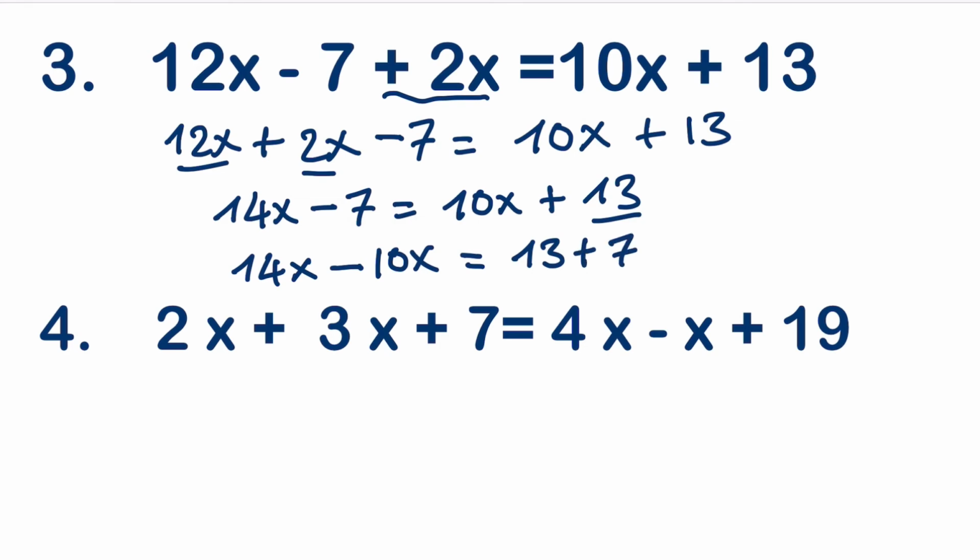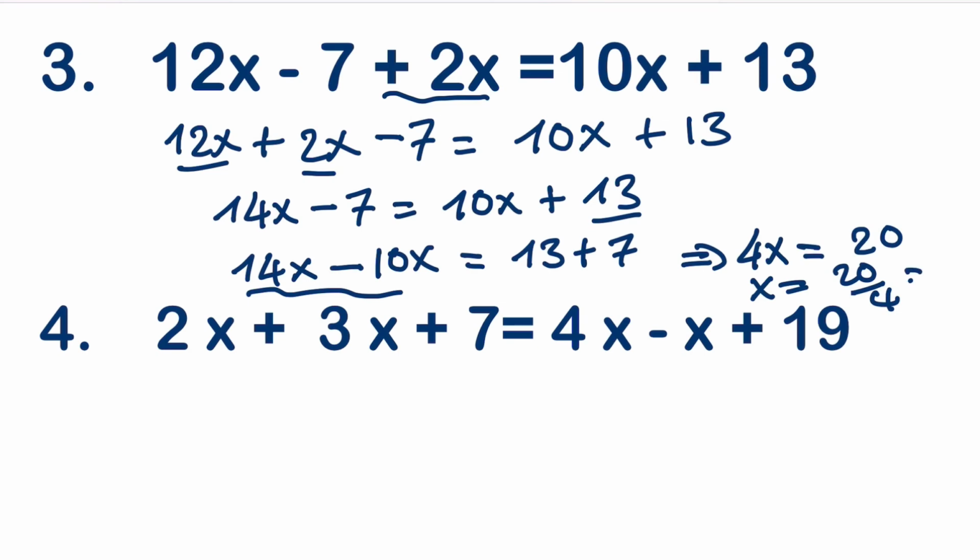Now we can simplify. 14 minus 10 will be equal to 4x. Then 13 plus 7 will give us 20. So if we divide, x will be equal to 20 divided by 4. So x is 20 divided by 4, which means x is 5 for this question. So our answer is x is 5.